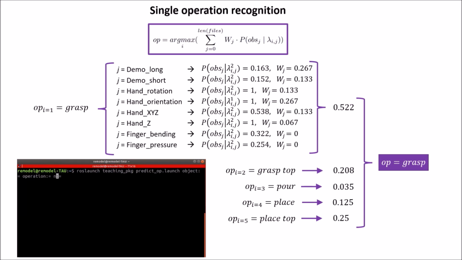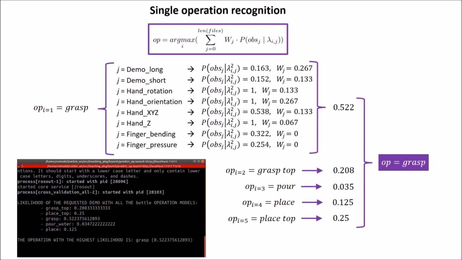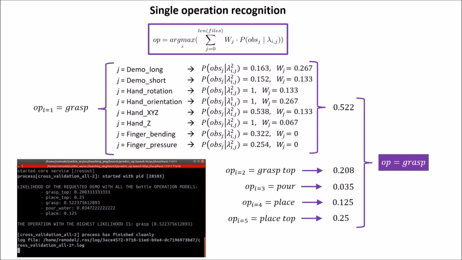Here we can see how the Markov models are used to recognize the recorded operation. For each of the possible operations of a bottle, the likelihood of the observed sequence of primitives of each variable is computed with its corresponding model. Then the weighted average is calculated, obtaining the likelihood of the operation. Finally, the selected operation is the one with the highest value, in this case grasp, with a 0.52 over 1.